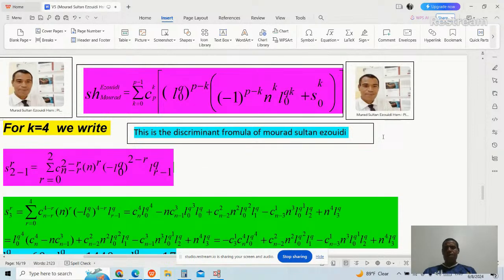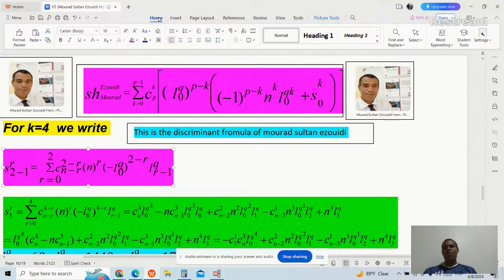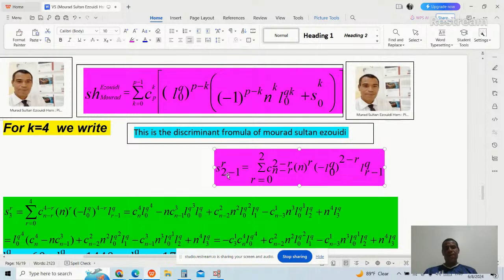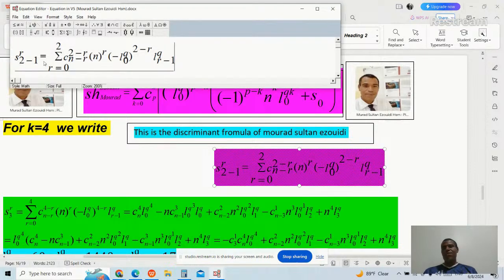Now I'm going to set k equal what, learners? Equal 4, to get what? To get the value of s3. Here in my formula, I'll just replace k with 4, learners. This is 4, of course.